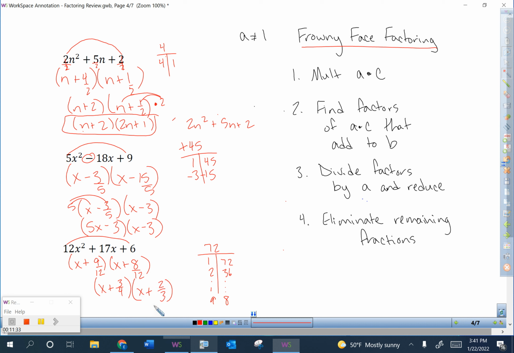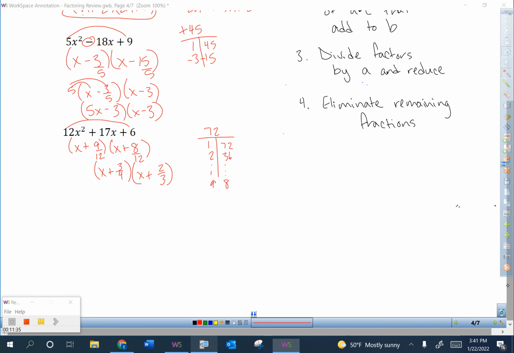Now, here's kind of the shortcut to this. I don't know if you noticed or not, but this denominator just ends up moving to the front here on both of those. So I can just take this denominator and move it there, take this denominator and move it there, and end up with 4x plus 3 and 3x plus 2. And that's the factored form of that original.